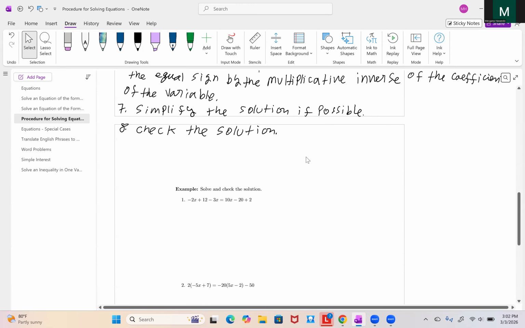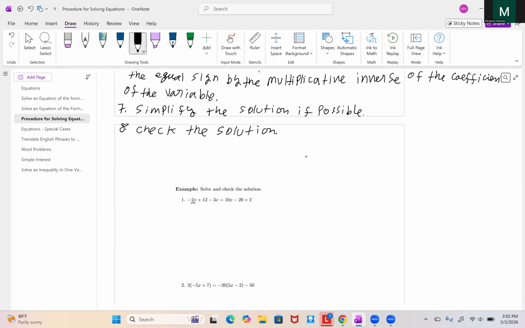First, combine like terms. On the left, minus 2x and minus 3x are like terms. Combining the two gives us minus 5x, and we have plus 12. It is equal to, on the right-hand side, minus 20 plus 2. They are like terms. We combine the two, so it becomes 10x minus 18.